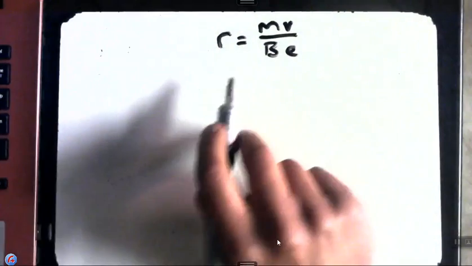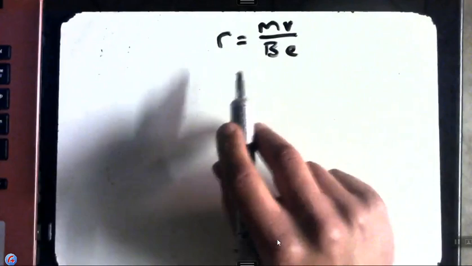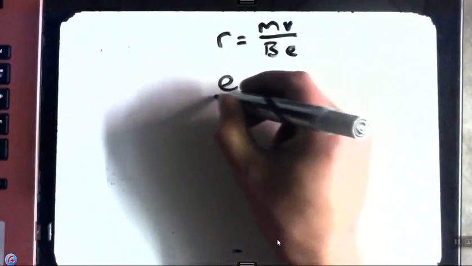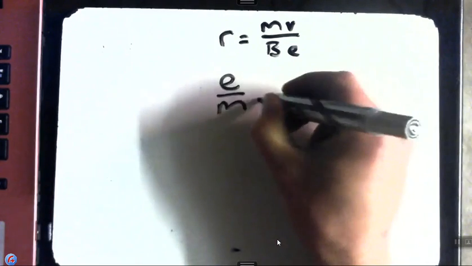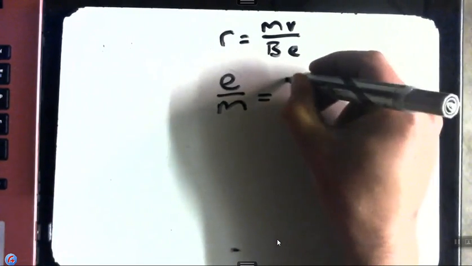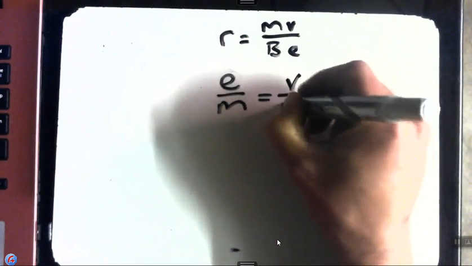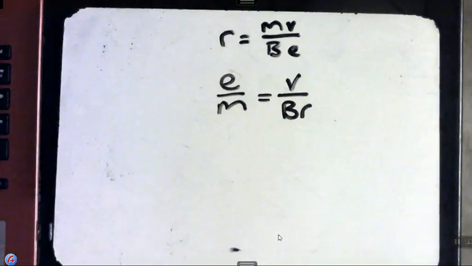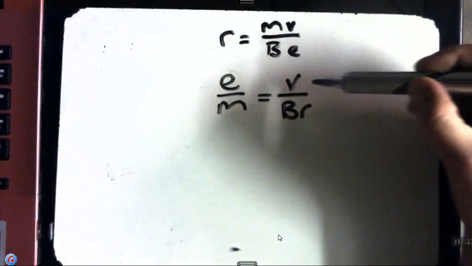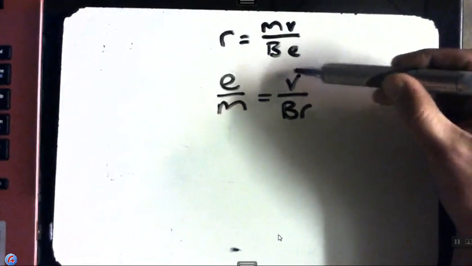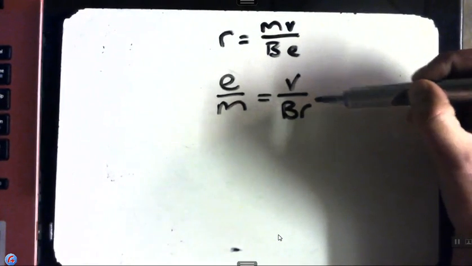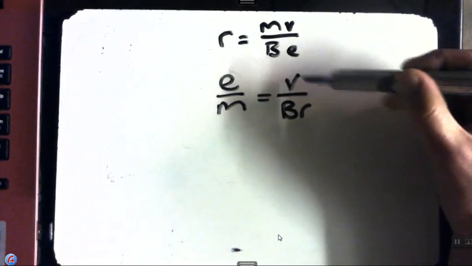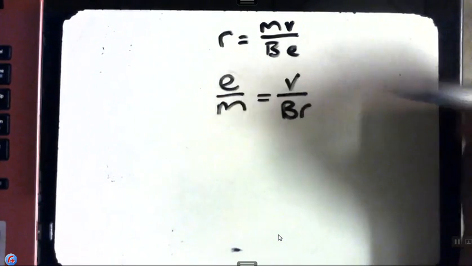From our equation, we could rearrange it so that we get the charge of the electron over the mass is equal to the velocity over the magnetic field times the radius. The problem with this formula is it's very difficult to calculate the velocity of the electron beam and the radius there. So we want to try and find a way to get rid of those values.